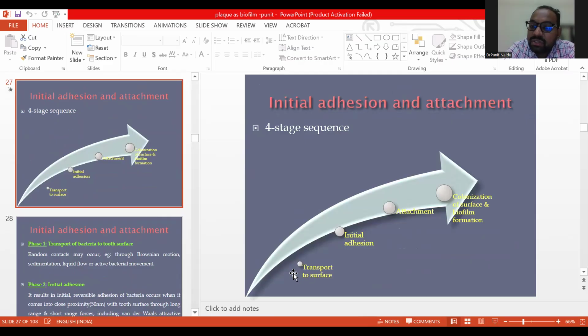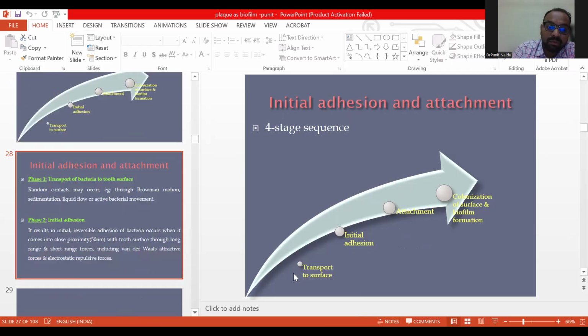So initial adhesion and attachment of plaque on the tooth surface occurs in a 4-stage sequence. The first one is transport to surface. The second one is initial adhesion. And the third one is attachment. And the fourth one is colonization of surface and biofilm formation.